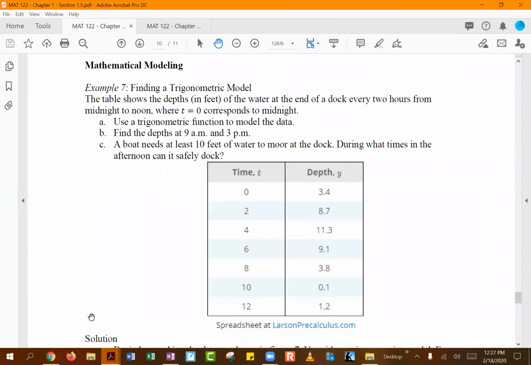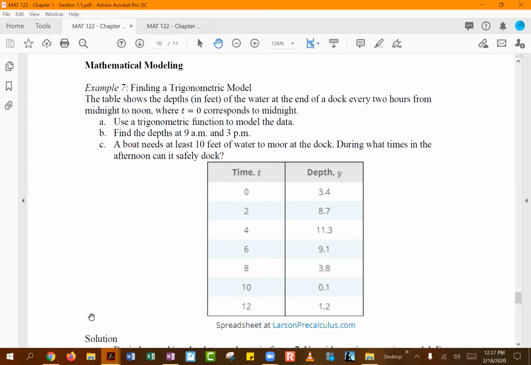Alrighty, so the last one is actually just trying to see where we can use these examples. So this is just modeling based on our trig function here. They're telling us this table here is showing the depths of the water, in feet, at the end of the dock every 2 hours from midnight to noon, and t equals 0 is basically starting at midnight. So at midnight, we're looking at a depth of about 3.4 feet. At 2 a.m., it's 8.7. By the time you get to noon, the depth of the water is just 1.2 feet. You can see at 10 in the morning, it's at 0.1 feet.